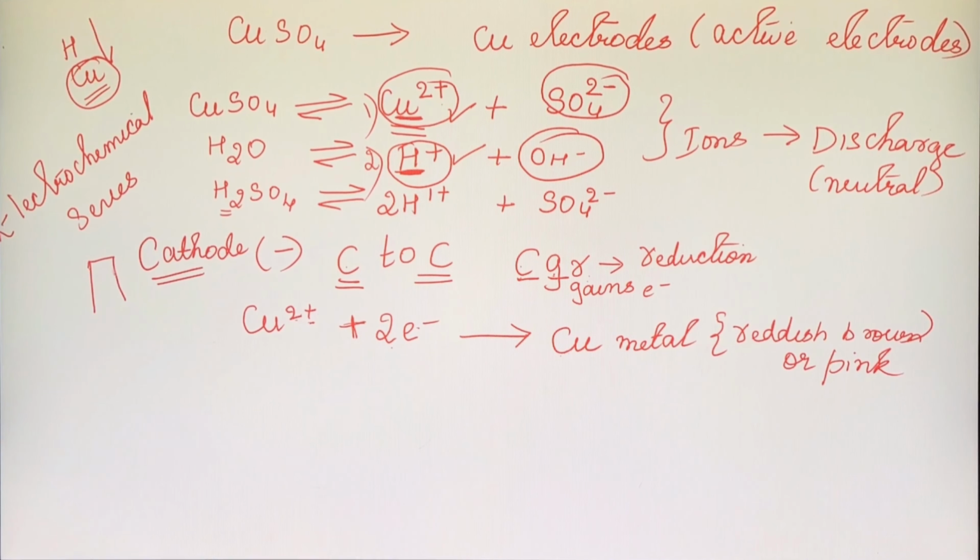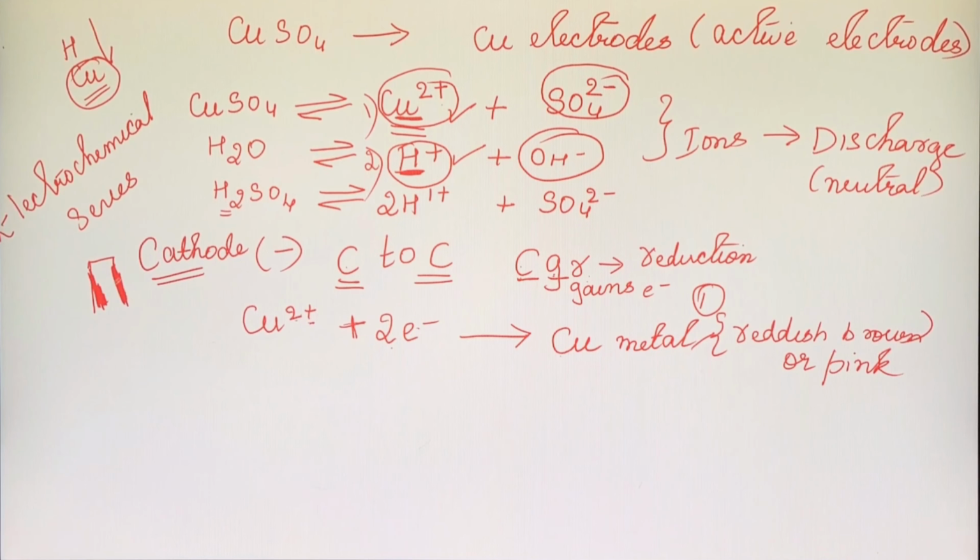So whenever this reaction is happening, what will start happening at the cathode? Slowly at my cathode, copper metal is going to come and get deposited on the cathode. So what color will you observe? You will observe a reddish brown, or you will get a pink color metal deposition on the cathode. So this will be my first observation. Am I clear, children? When neutral copper metal is deposited at the cathode, the first observation that you will get is that a reddish brown or pink color metal will be deposited at the cathode.